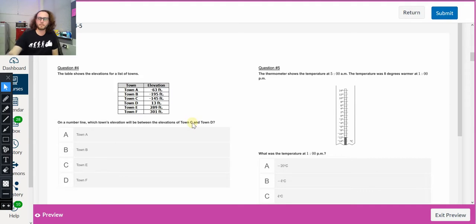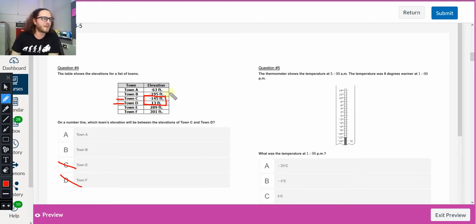Next up, we have number 4 and number 5. Number 4 is asking which town's elevation is between town C and town D. So we're looking for a number that is between positive 13 and negative 145. Well, anything in like the 200s is not going to work, so it's not town E and it's not town F. Those are way too high.